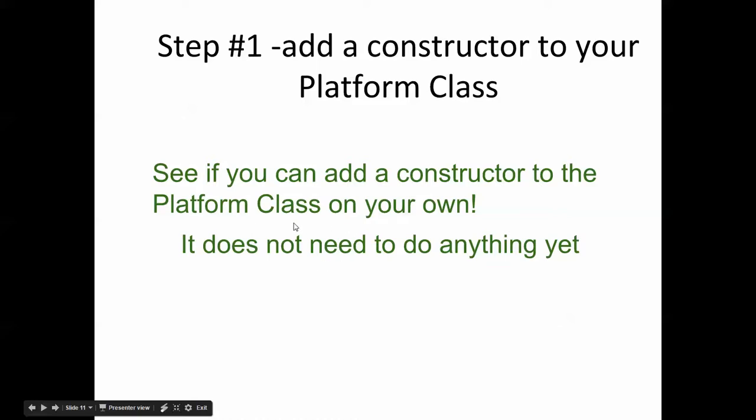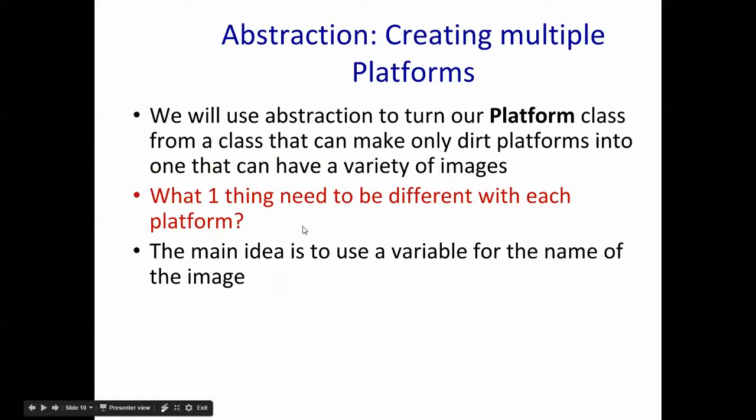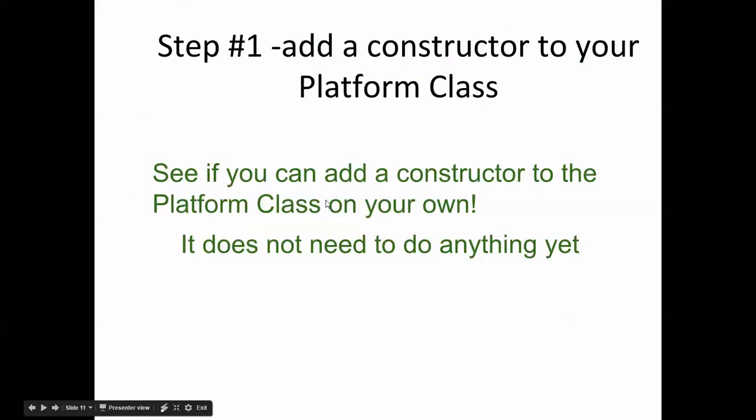So basically the first thing we need to do is add a constructor. And in that constructor, eventually we're going to deal with this one thing that needs to be different with each one, which is that the image is different, and we're going to deal with that at some point in the constructor. So just see if you can add a constructor to the platform class on your own. Okay.